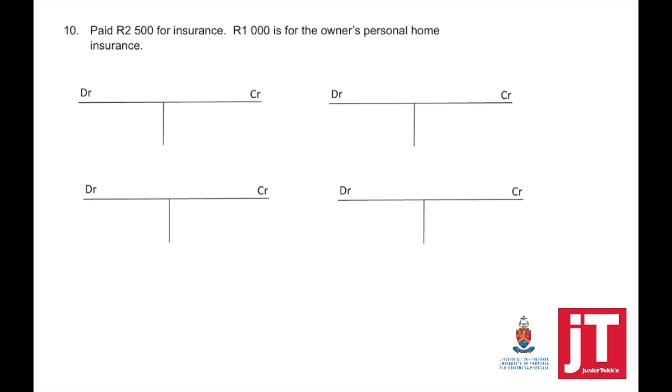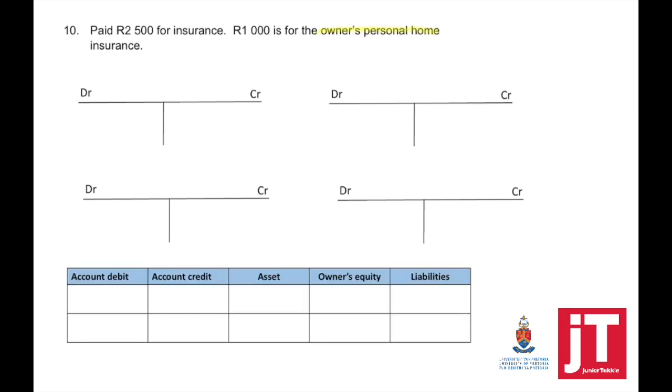We're first going to start with the owner's personal insurance. It means that money came from our bank account. What did we pay? We paid for insurance.